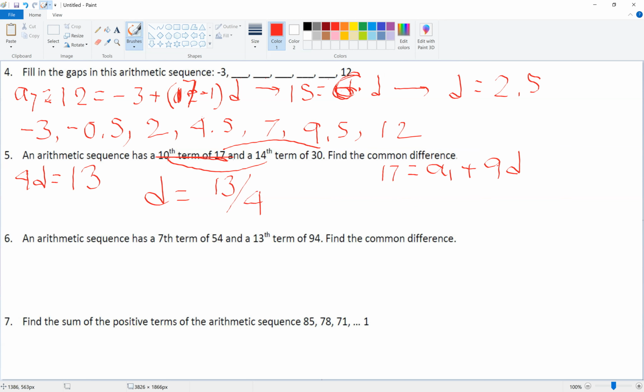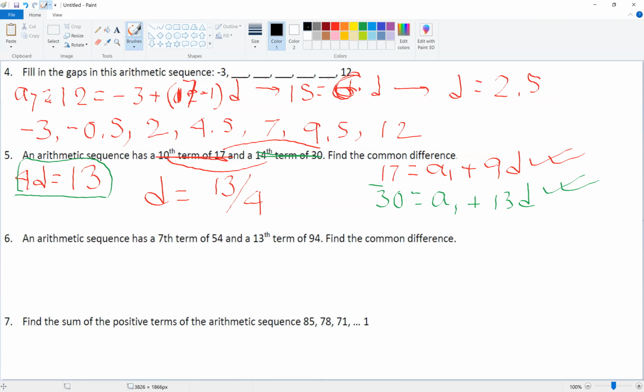So 10th term is 17. That's how I will write it. And then 14th term is 30. So I will write 30. And this would be 4D equals 13. When you subtract, you get this. Yeah, that makes sense. Right.